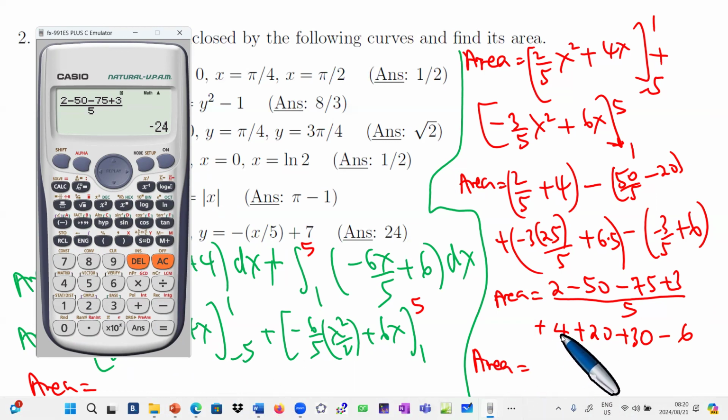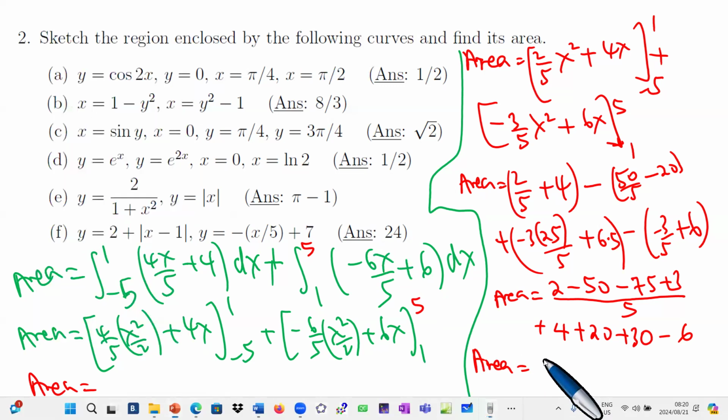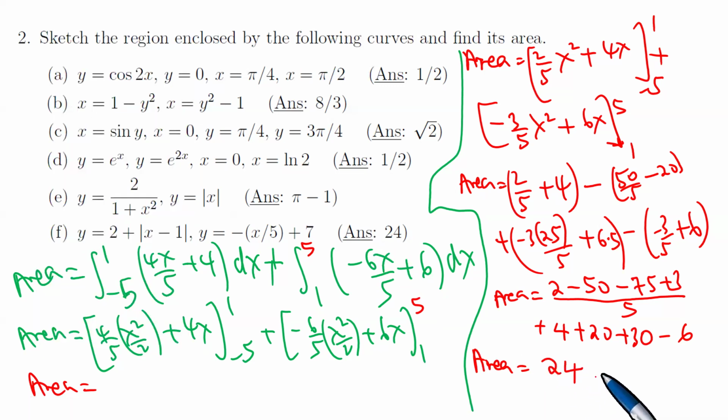And then minus 24 plus 4 plus 20, it's already the answer we got that we need. Then you have plus 30, and then you subtract a 6, and you're getting 24. So indeed the area is 24 there. The area is indeed 24 units squared. So indeed this is correct.